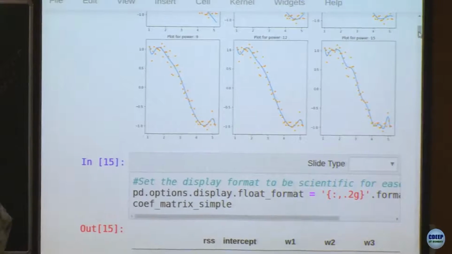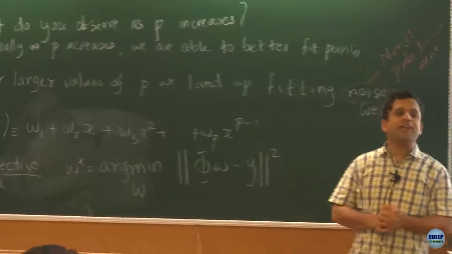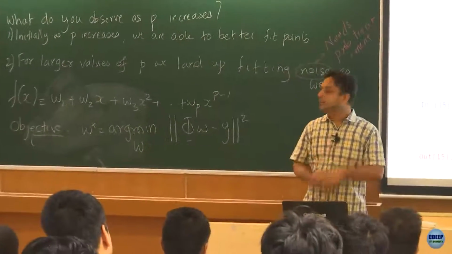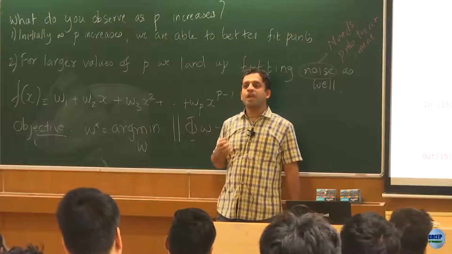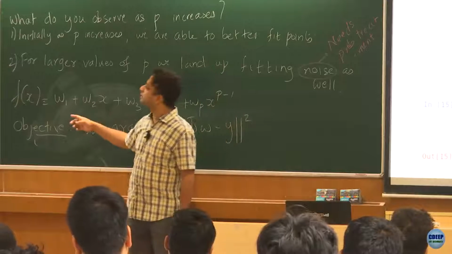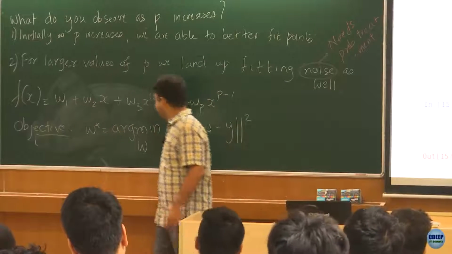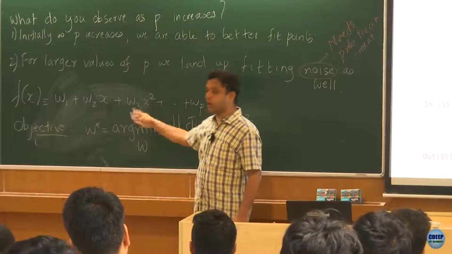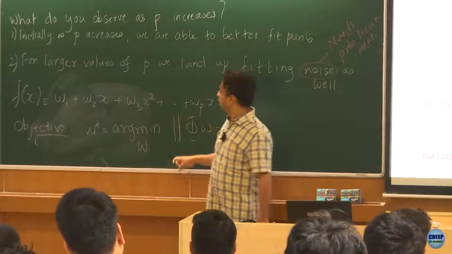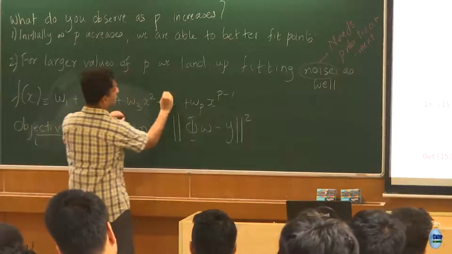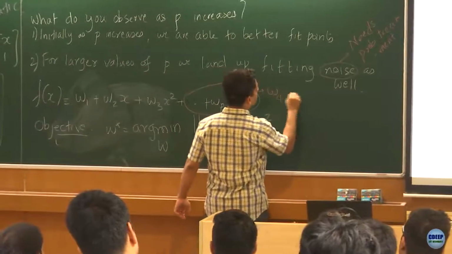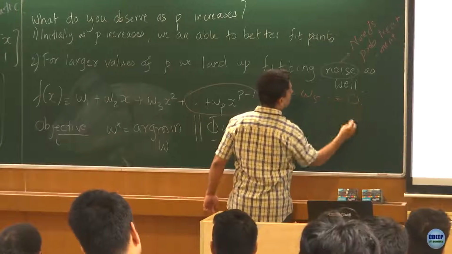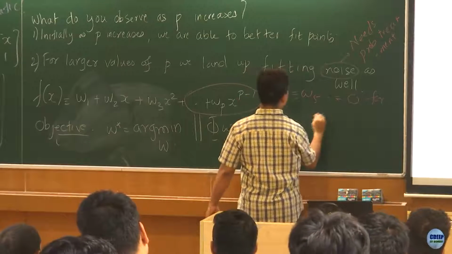Now, how do you know that we land up fitting noise as well? Is there some indication? Let's just look at this function, right? So what happens for polynomial? For polynomial, what vanishes here? Sorry, for quadratic, what vanishes here? Okay, so W4 equals W5 equals 0 for quadratic.